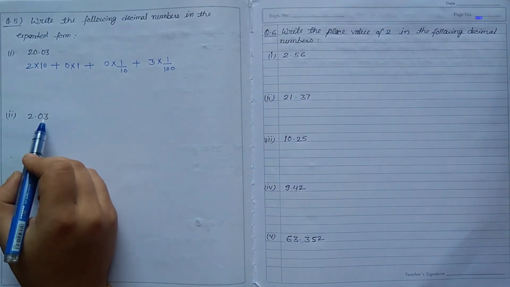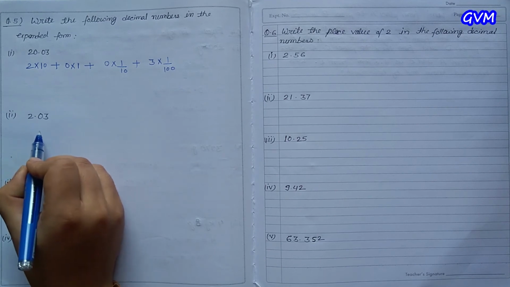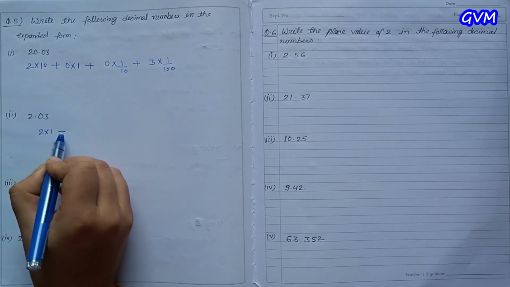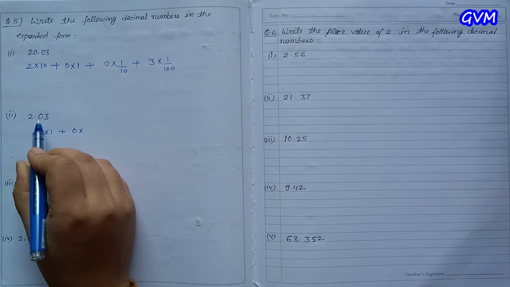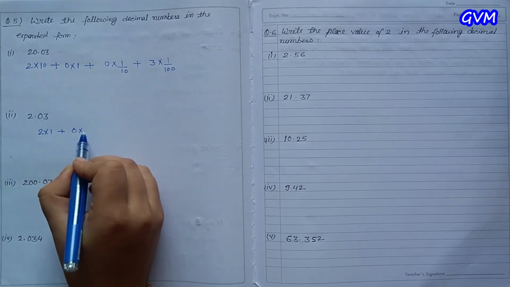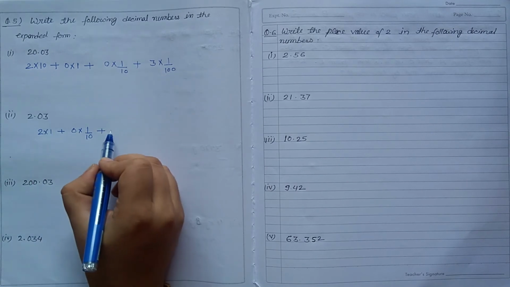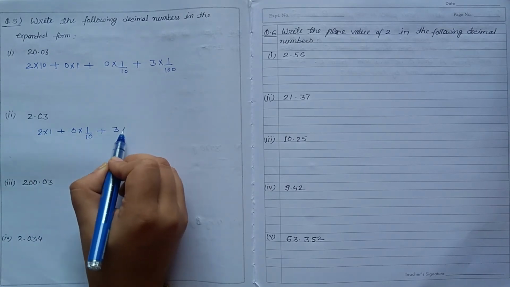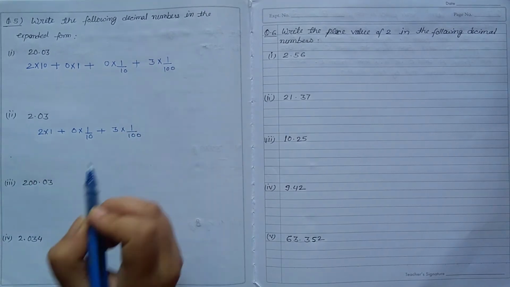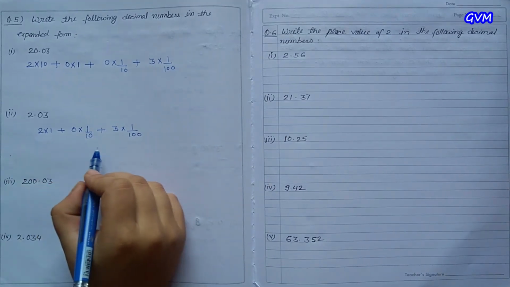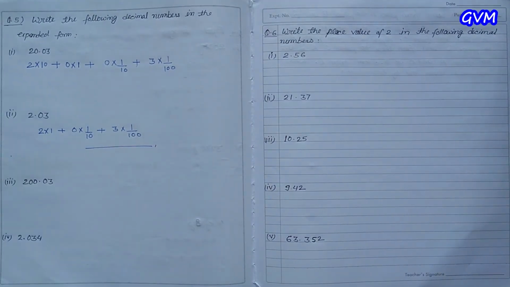Similarly, 2.03. So 2 is at 1's place, so 2 into 1 plus 0 into 0 is at 10th place, so 0 into 1 upon 10. And plus 3 is at 100th place, so 3 into 1 upon 100. Okay, so this is the expanded form for 2.03.